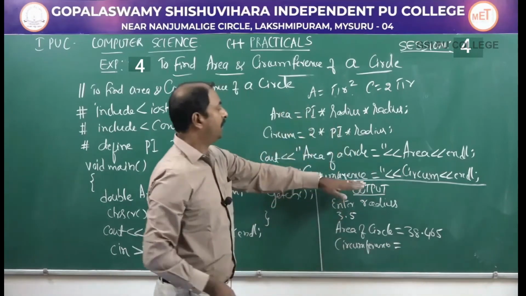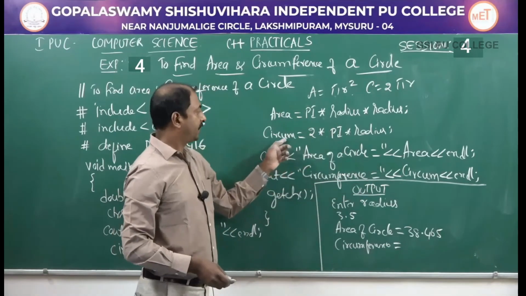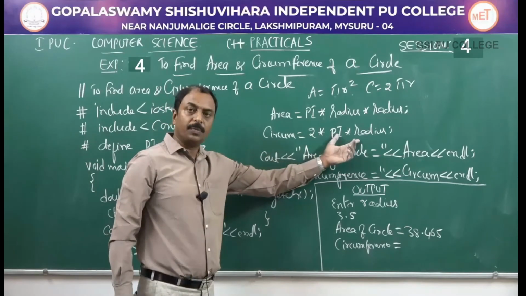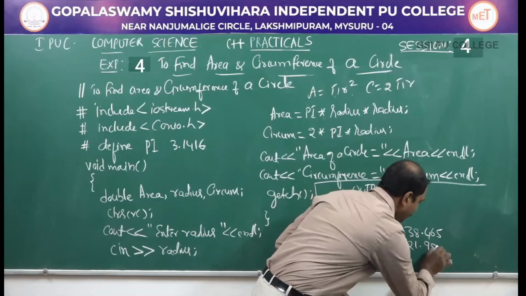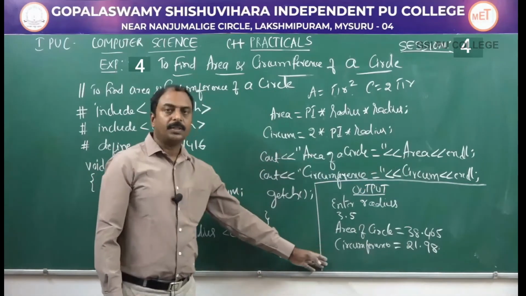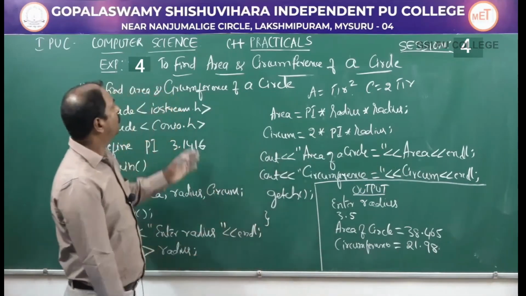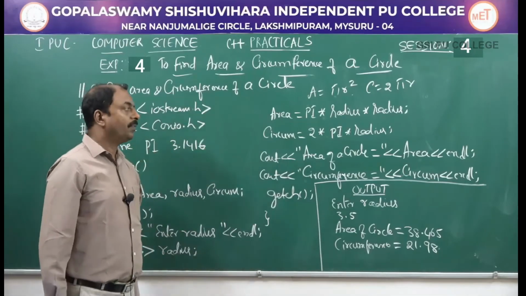Circumference equals the value of circumference after calculating with the help of this formula. This is the output of this program to find area and circumference of a circle.